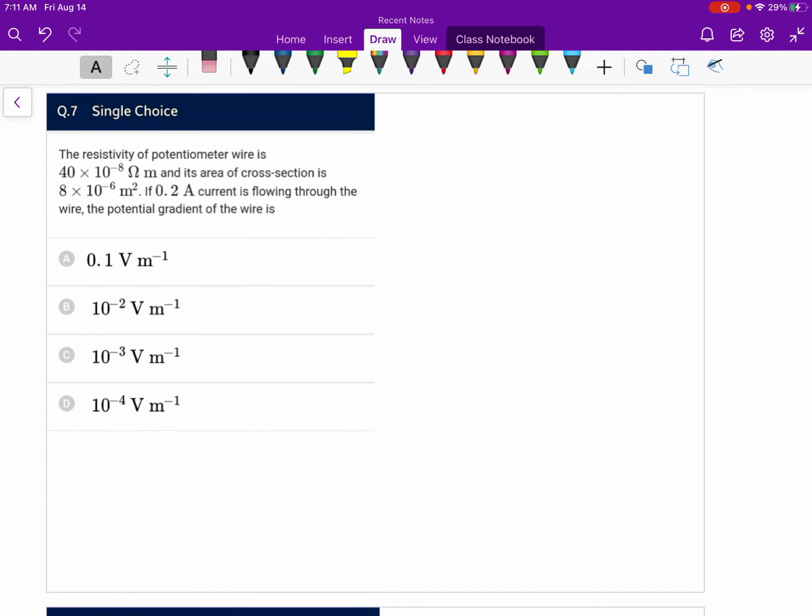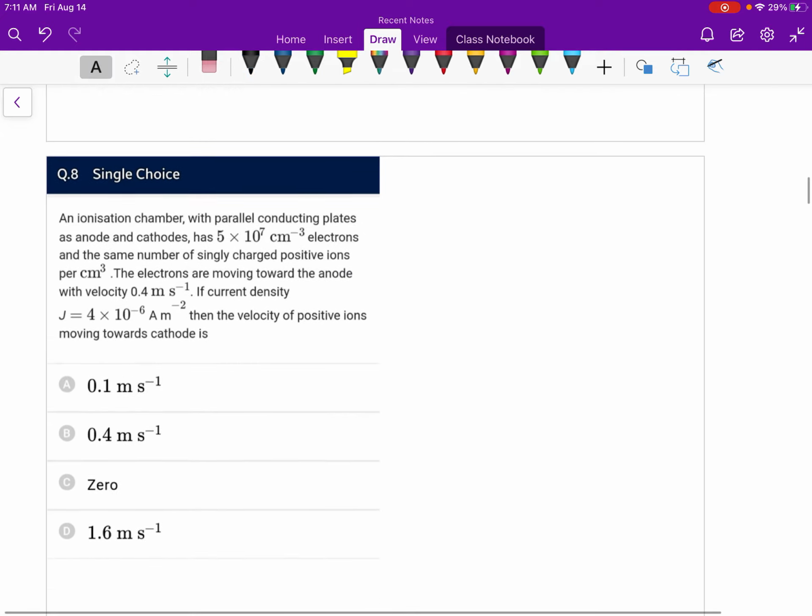The resistivity of the potentiometer wire is given, the area of cross section is given, and the current is given. Find the potential gradient. So potential gradient X is the potential drop on the potentiometer wire upon length, which is I into resistance of the potentiometer wire upon L. Resistance is rho L upon A, so this is I rho by A. Now substitute the data, the calculation is easy, you can solve it.